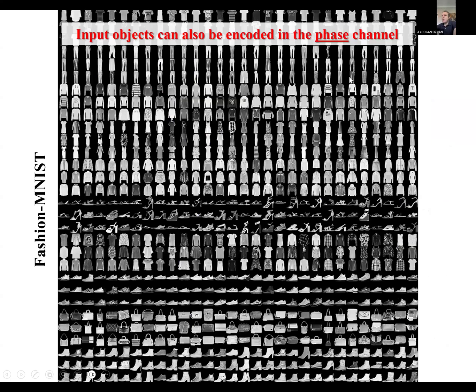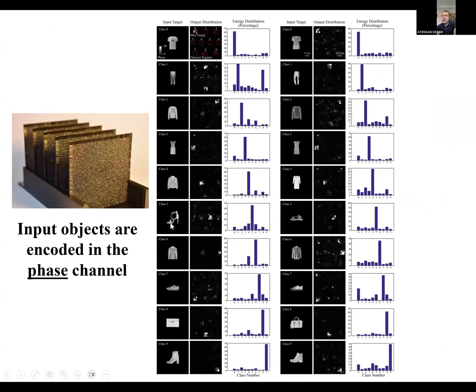And one thing that I want to mention here is that you can also use phase encoding, because these are coherent processors, which means the information at the input can be phase encoded. These are fashion products that we learned how to classify by encoding them in the phase channel. For example, this is a dress never seen before, phase encoded. Most of the photons at the back focal plane of a diffractive processor went to this detector, which was pre-assigned to dresses, and so on and so forth.